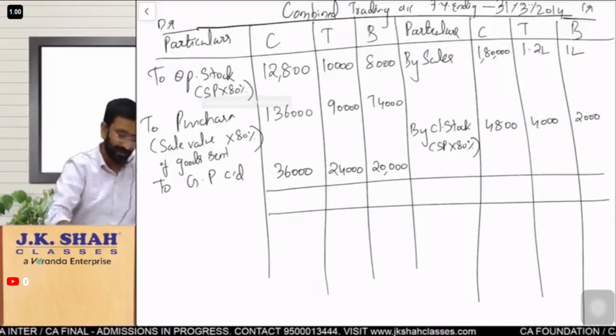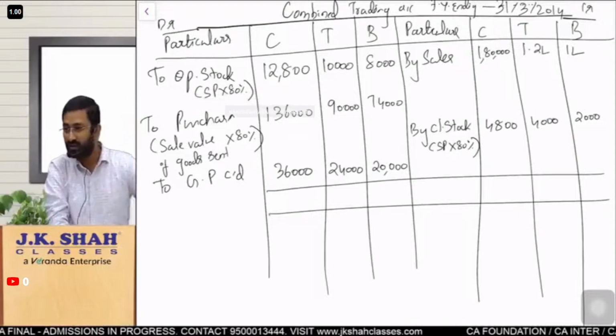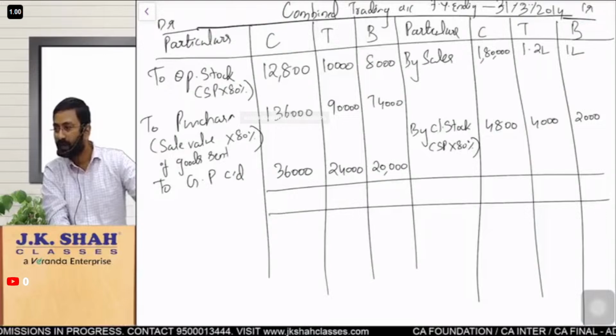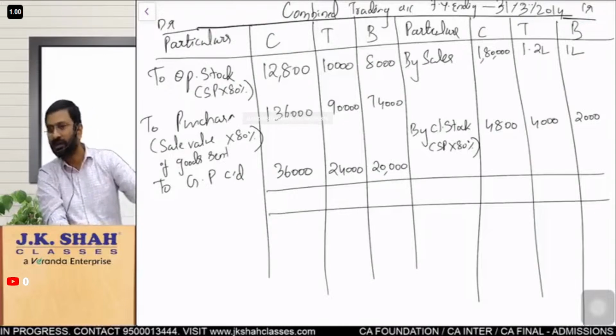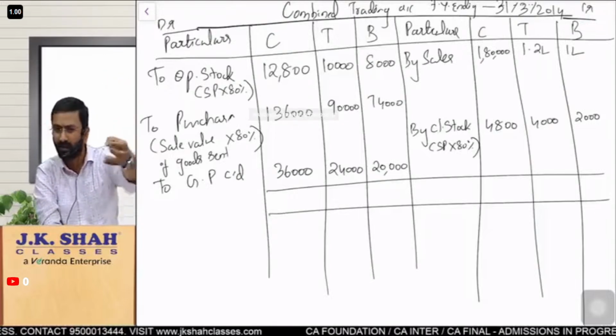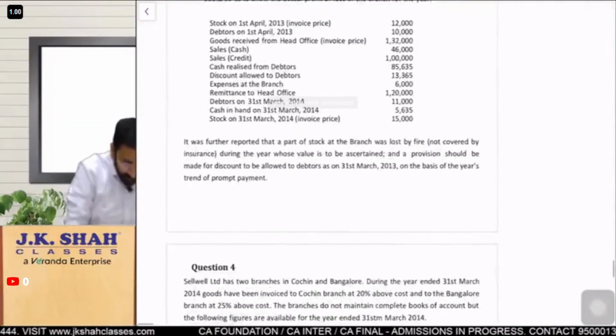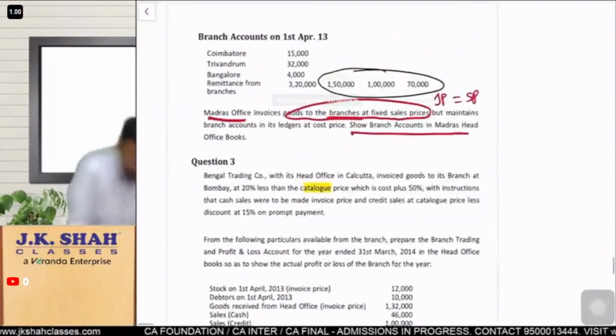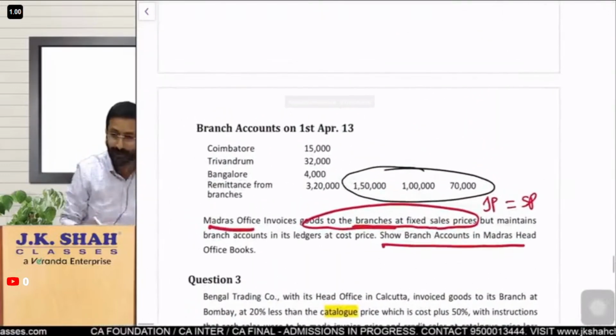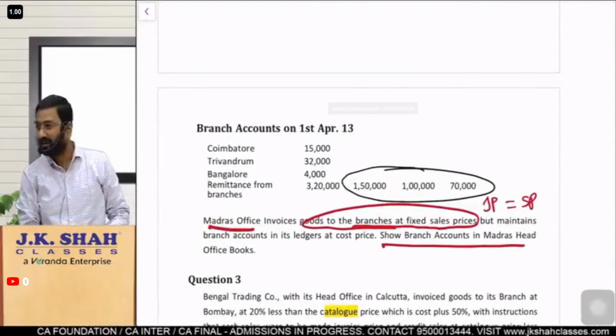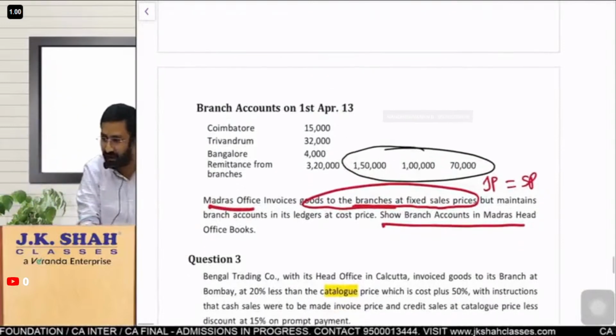Okay, now next one, data systems. You have to prepare only one account. What is that? A branch account. That we will do now. Here again, any observations you have made? Any observation? Look at this.